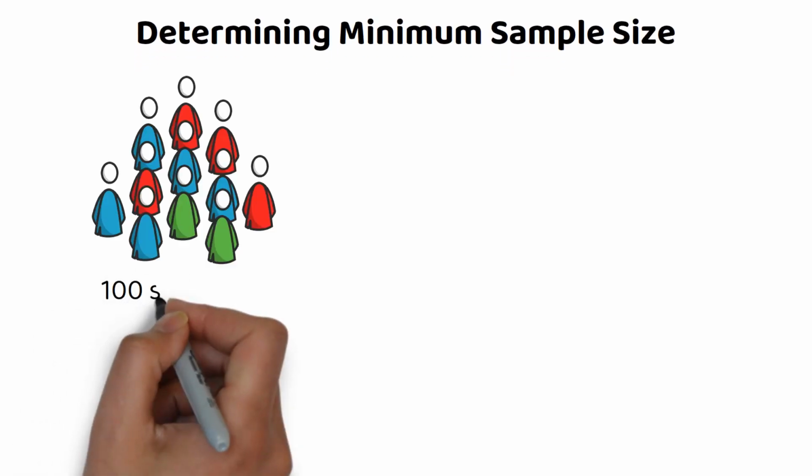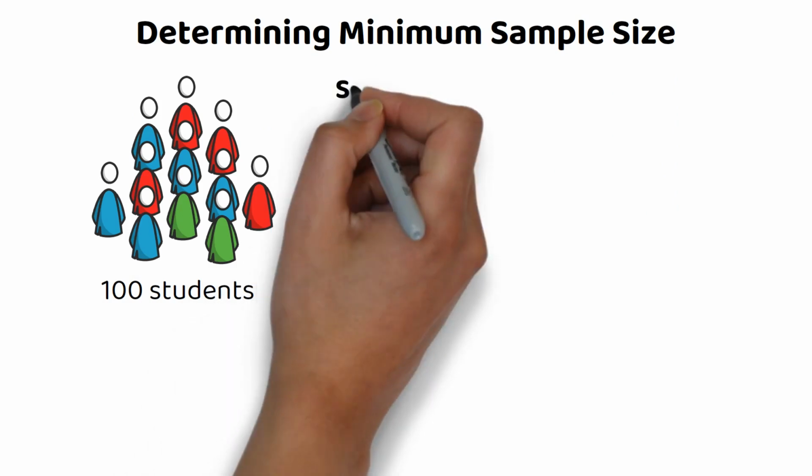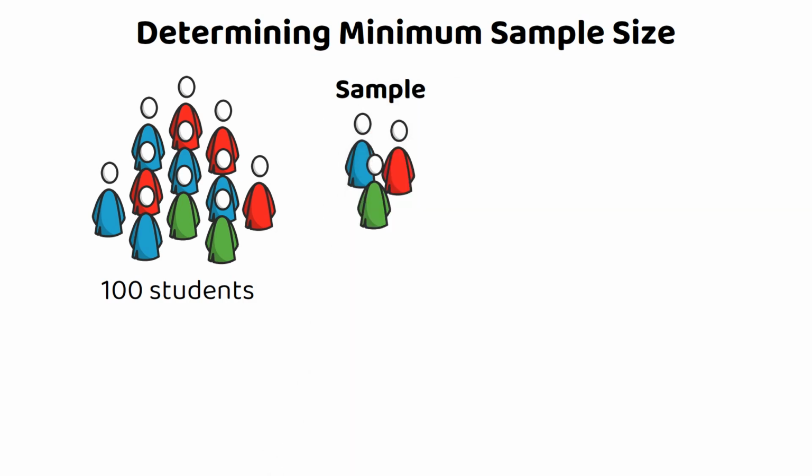Determining minimum sample size. The sample size significantly influences the accuracy of our predictions. When estimating either a mean or proportion, we can determine the minimum sample size required to achieve a desired margin of error at a certain confidence level.